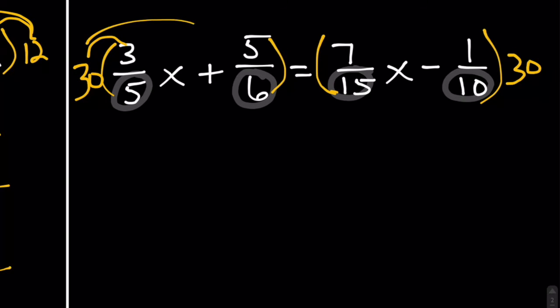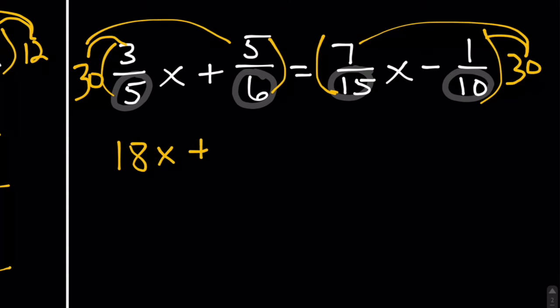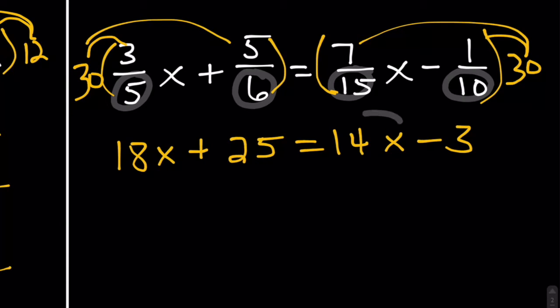Remember to multiply everything times 30, or you're gonna mess up. Now, 30 divided by 5 is 6 times 3 is 18x. 30 divided by 6 is 5 times 5 is 25. 30 divided by 15 is 2 times 7 is 14x. And 30 divided by 10 is 3 times 1 is 3. This is like our first problems again.